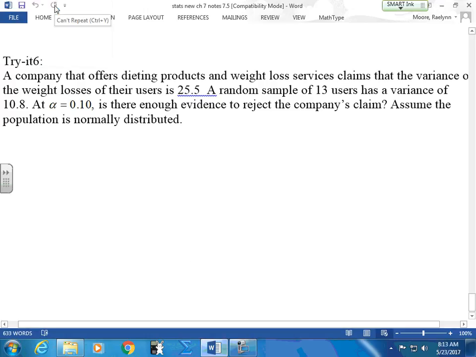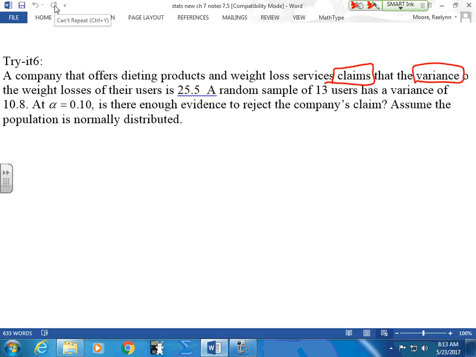So a company that offers dieting products and weight loss services claims, there's our claim, that the variance, again, what symbol do I use for population variance? Sigma squared. Of the weight loss of their users is 25.5. So I set up my claim. This is my claim. Make sure you identify it as a claim, and tell me if it's H0 or HA.